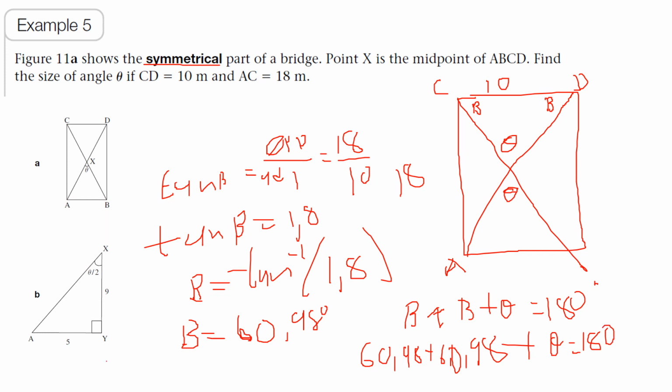Simplify that on your calculator, and you will get the value of theta being equal to 180 minus 60.98 minus 60.98. So the answer of theta is going to be 58.04 degrees. Yes, I hope that makes sense. And let's see now if we can get the last question there. So here we find theta on this one.